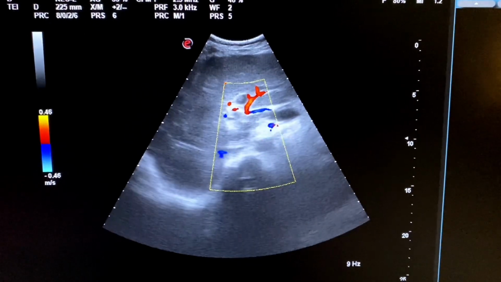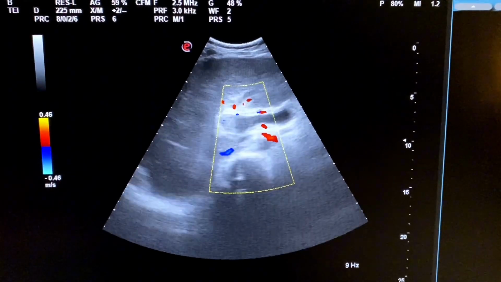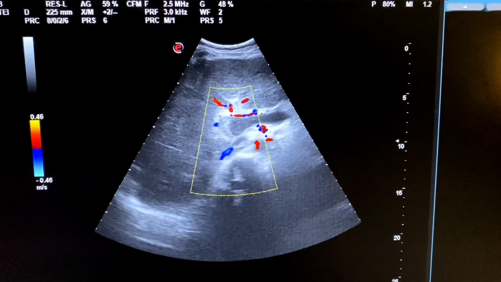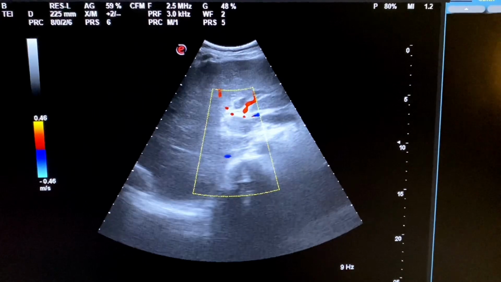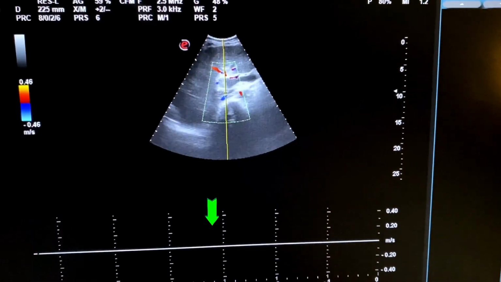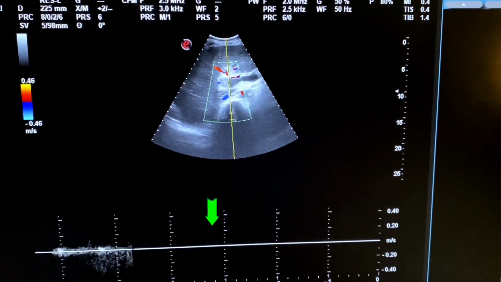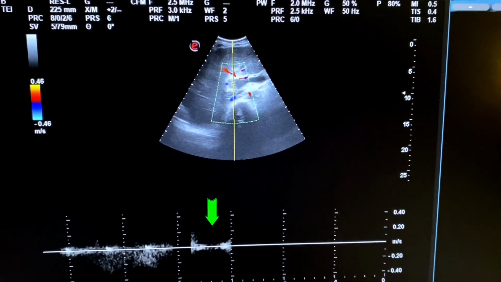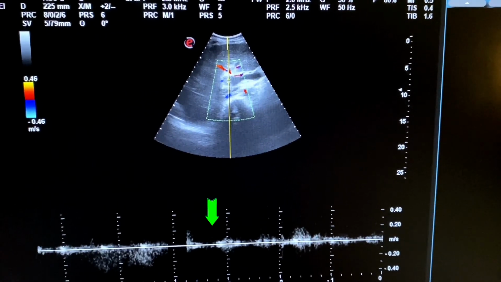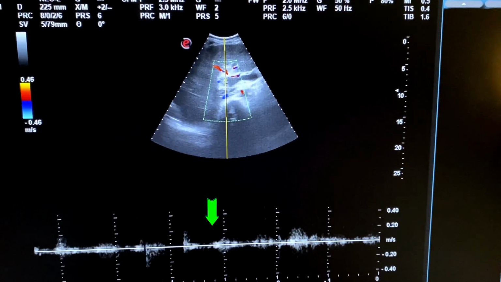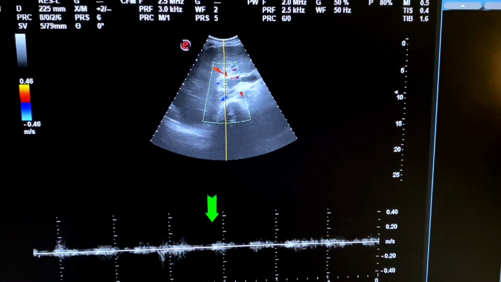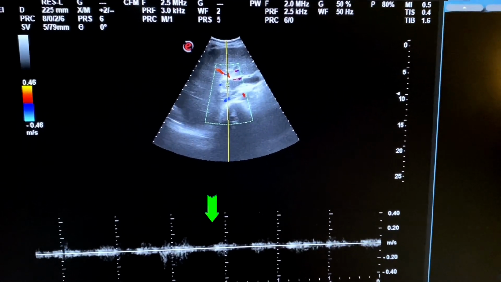Now we will see the resistance to inflow of the portal vein due to thrombus. Here in power Doppler, we see the resistance to inflow or disturbance in flow of the portal vein due to thrombus.